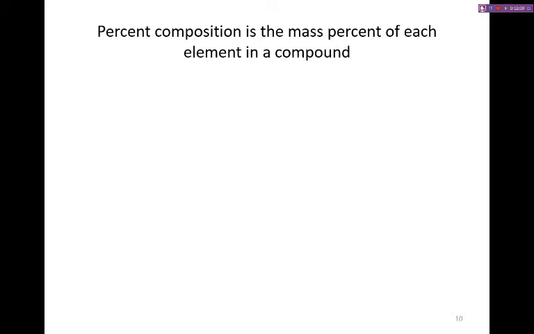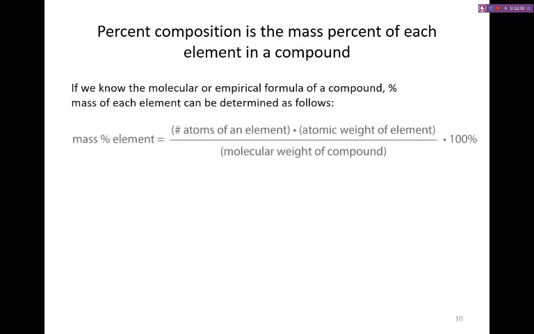A final set of ideas that we need to understand is percent composition. And that is essentially the mass percent of each element within a compound. And so if we know the molecular or empirical formula of a compound, the percent mass can be determined by dividing essentially the factor of a given element by the total molecular mass.